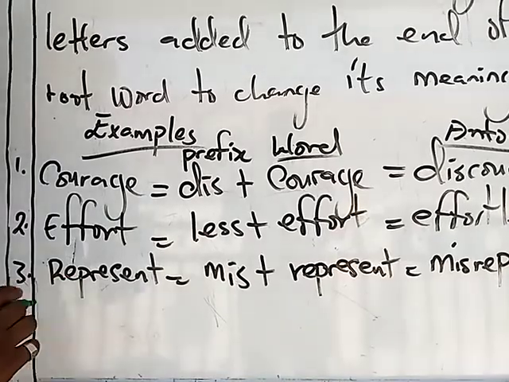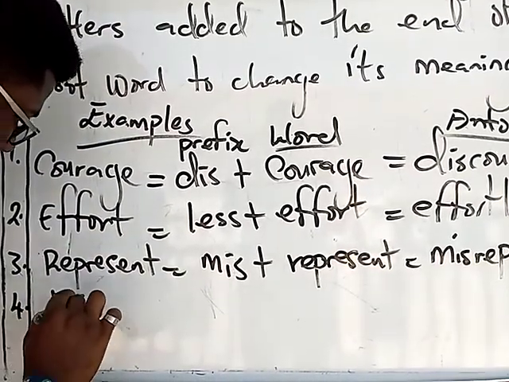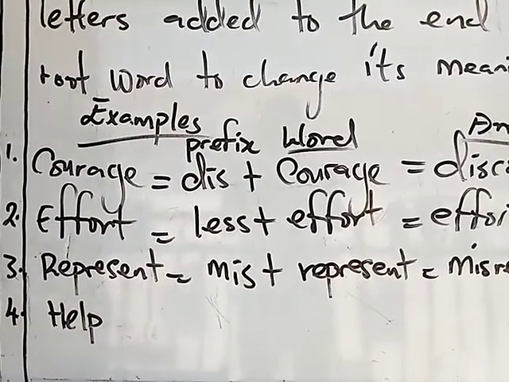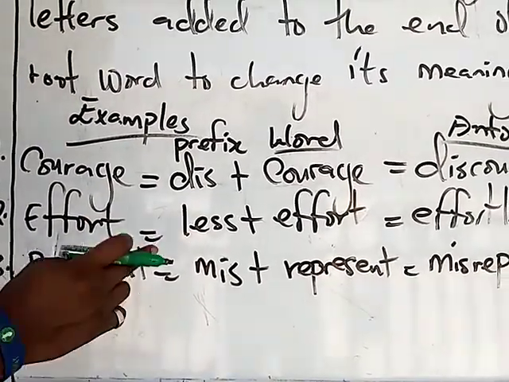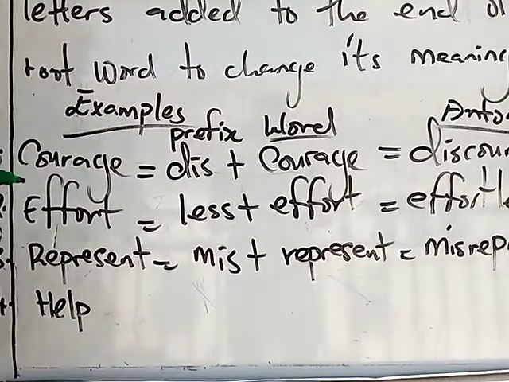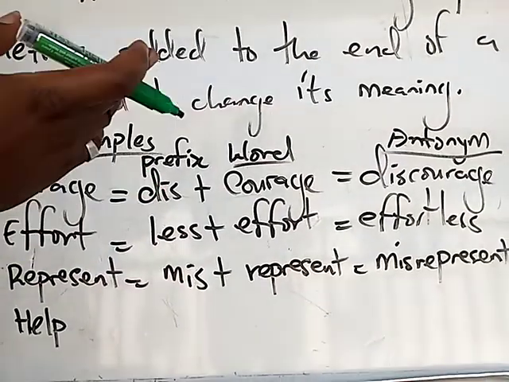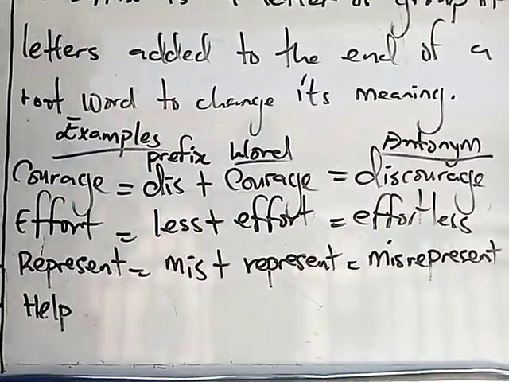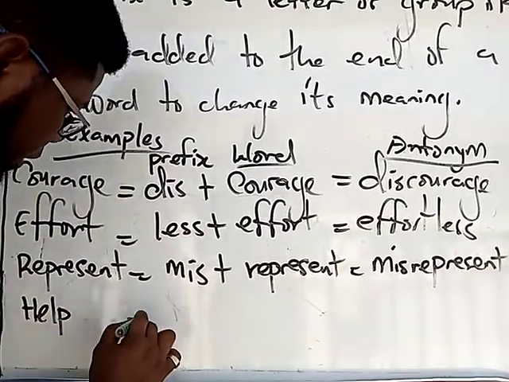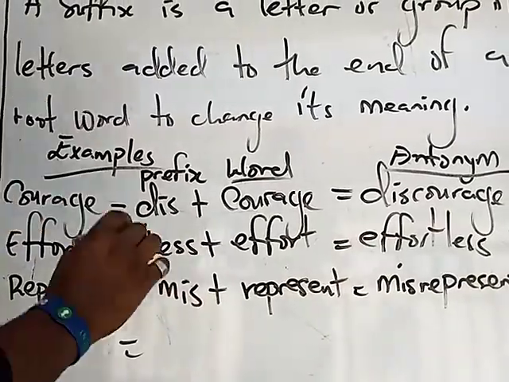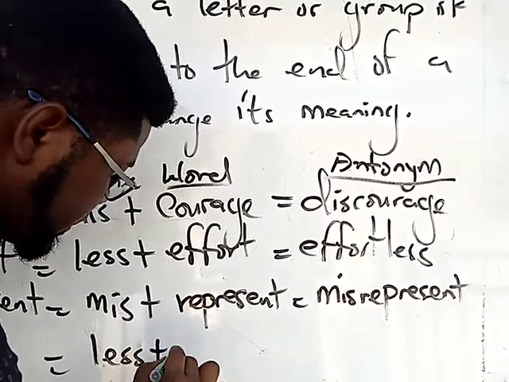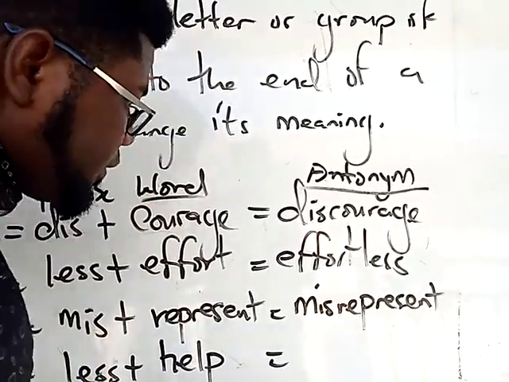Now, number 4, we have the word help. From this word help, we're going to add a suffix, which is added to the end of a root word. And we all know that these are root words. Help plus what? What suffix are we going to put? Less. Help plus less equals helpless.